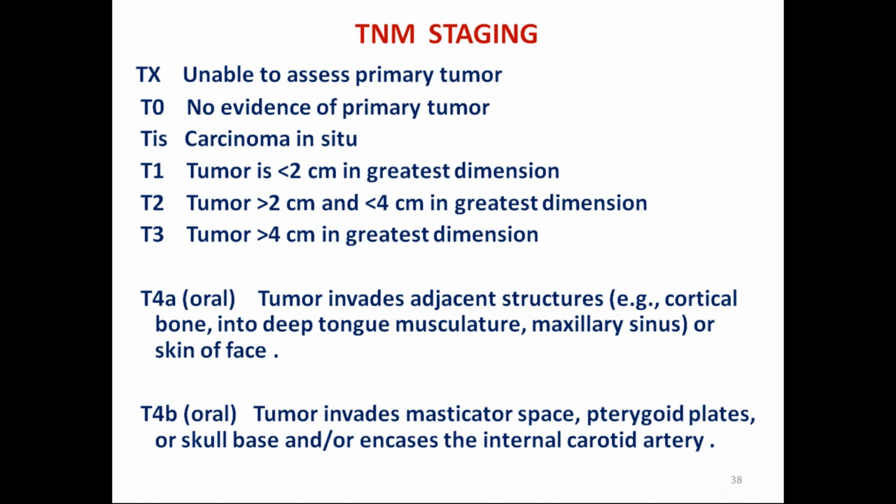TX is unable to assess the primary tumor. T0, there is no evidence of any primary tumor. Tis is carcinoma in situ. T1 is tumor less than 2 centimeters, T2 is 2 to 4 centimeters, and T3 is greater than 4 centimeters. T4a, that is oral, the tumor invades adjacent structures, that is cortical bone, deep tongue musculature, and maxillary sinus. And T4b includes the masticator space, pterygoid plates or skull base, and encases the internal carotid artery.